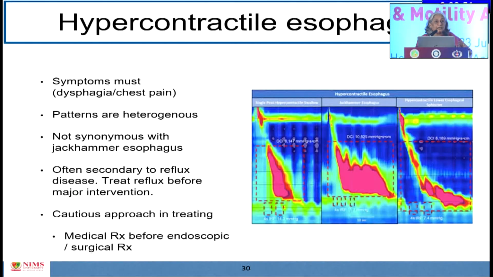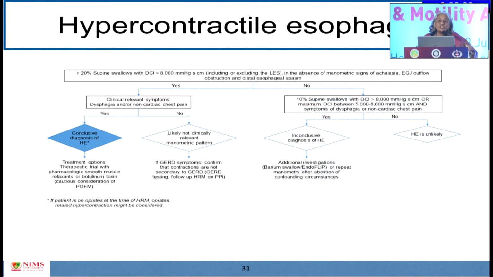In the hypercontractile esophagus, this is a disorder that was called nutcracker by my teacher Don Castell. Here the patterns are heterogeneous. You can find many patterns. The distal latency is normal, but the contractility is high. And here you take a cautious approach in treating. Very cautiously, because some of these patients may actually have reflux.